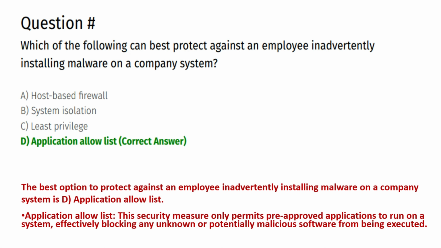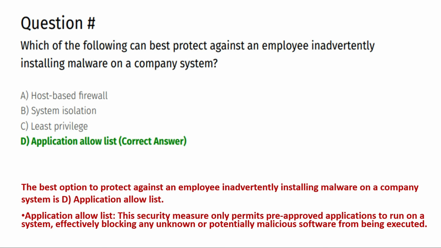And the next question is, which of the following can best protect against an employee inadvertently installing malware on a company system? Option A, host-based firewall. Option B, system isolation. Option C, least privilege. Option D, application allow list. And the correct answer for this question is application allow list.